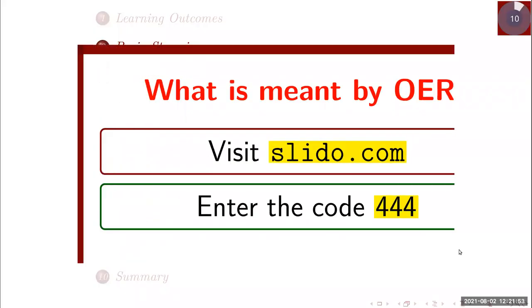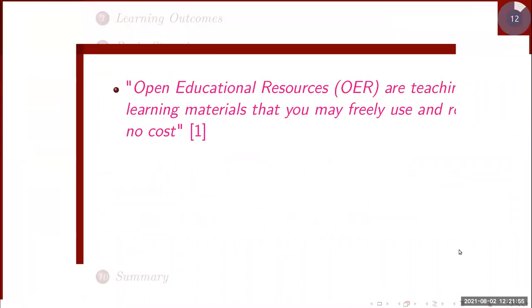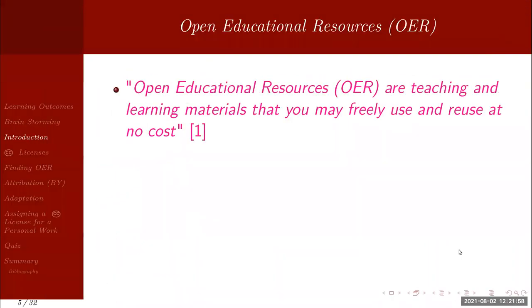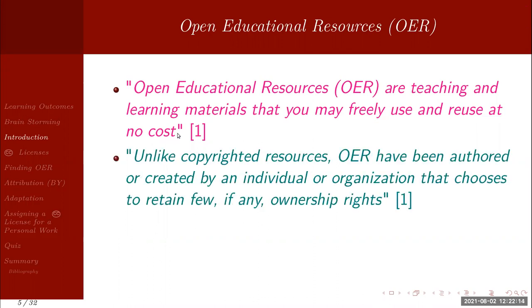Okay, now let me introduce this OER. Open educational resources are basically teaching and learning materials that you may freely use and reuse at no cost. Yeah, freely use and reuse at no cost. And some of you wrote this explicitly. Unlike copyrighted resources, OER have been authored or created by an individual or organization that chooses to retain few, if any, ownership rights. Yeah, they have certain rights, especially the attribution.